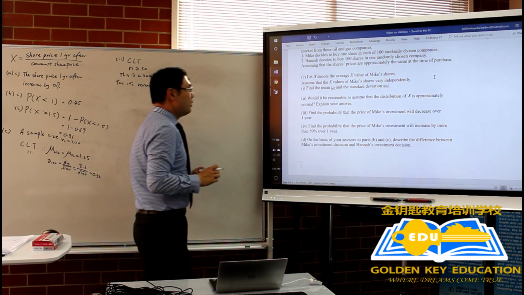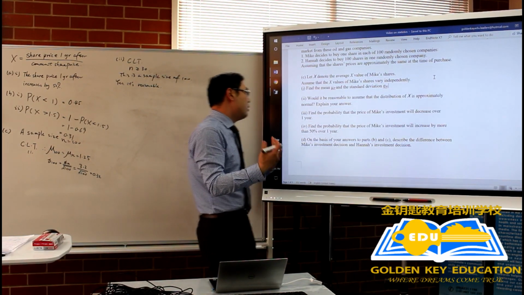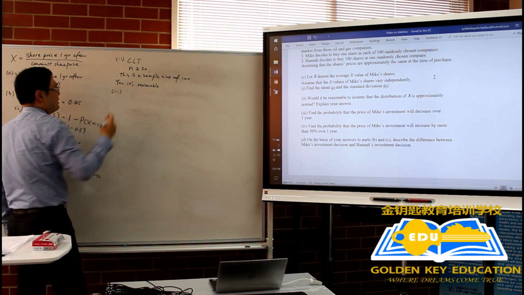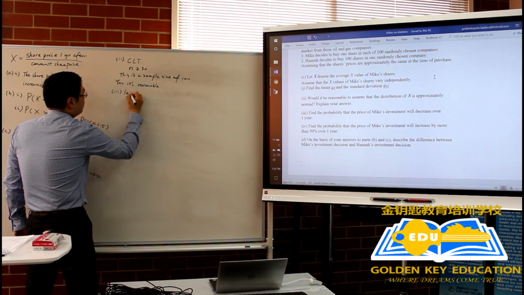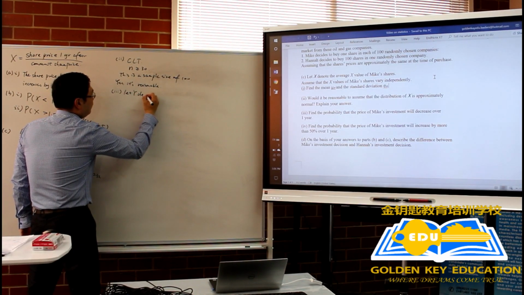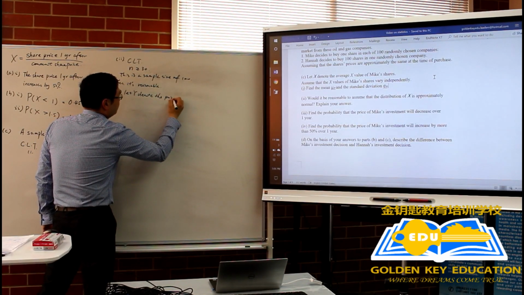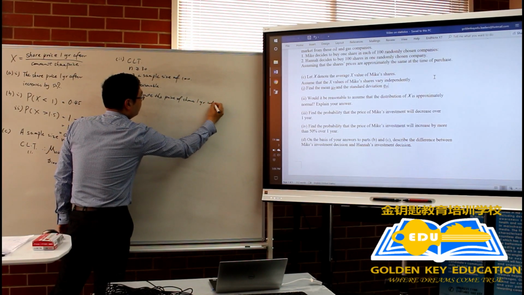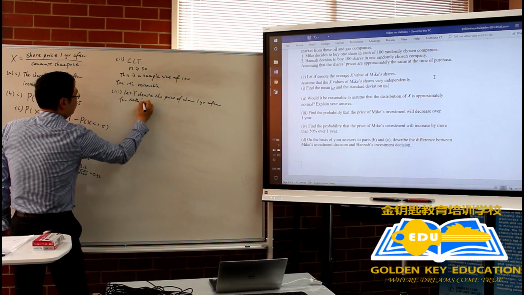Next, find the probability that the price of Mike's investment will decrease over 1 year. So after we have verified the sample size is large enough, then we can say, let y denote the price of a share 1 year after, for Mike's investment.